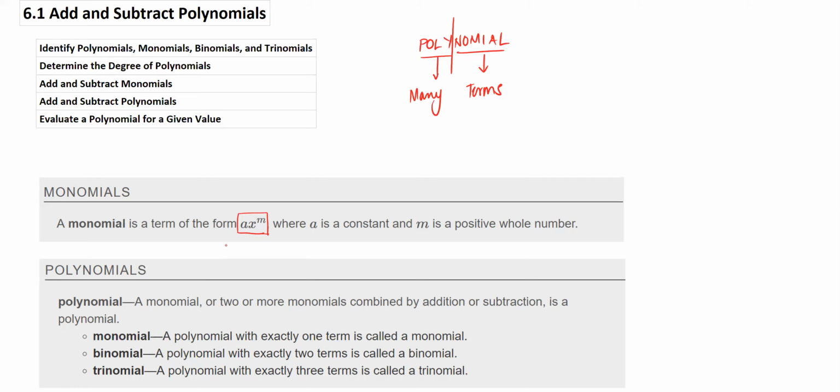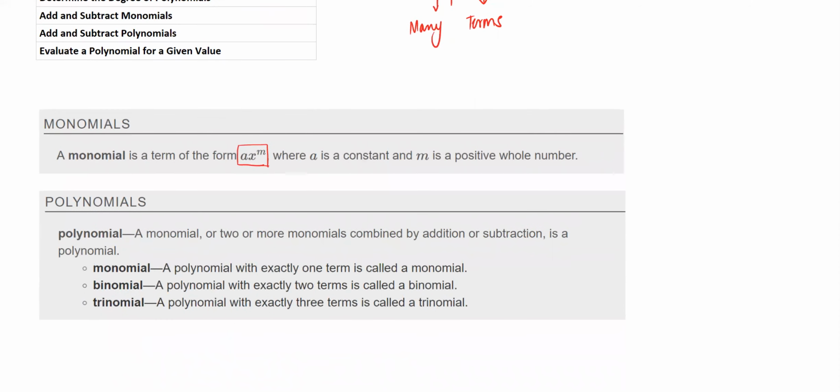Okay, and if you look at polynomials, now polynomials are a string of terms, right? Polynomial means many terms. It's a string of terms. These terms are separated by either a plus or a minus. So you have like ax power m kind of terms. We have multiple terms with a plus or a minus in between them, separating them.